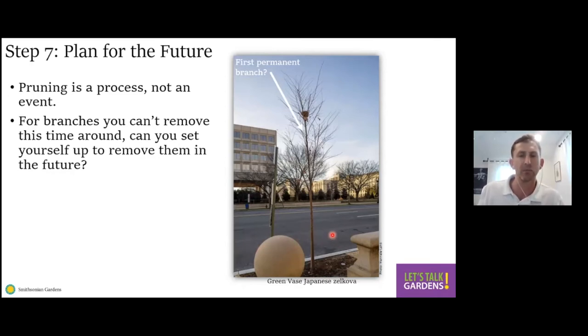So we planned for the future here by just keeping these temporary branches low on the tree, relatively small compared to the main stem and compared to these taller branches, by just reducing their tips back each time we pruned it, so we can easily remove these branches with a small non-invasive pruning cut once this pruning canopy develops above over the next few years.